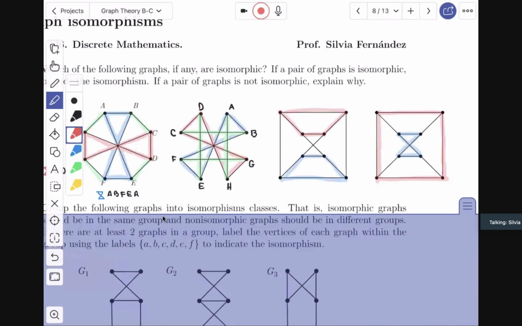Maybe both of them work. Maybe only one of them. Sometimes it's only one of them that works. So the fact that you cannot continue labeling doesn't mean that the graphs are not isomorphic. Maybe it means that you chose the incorrect C4s.